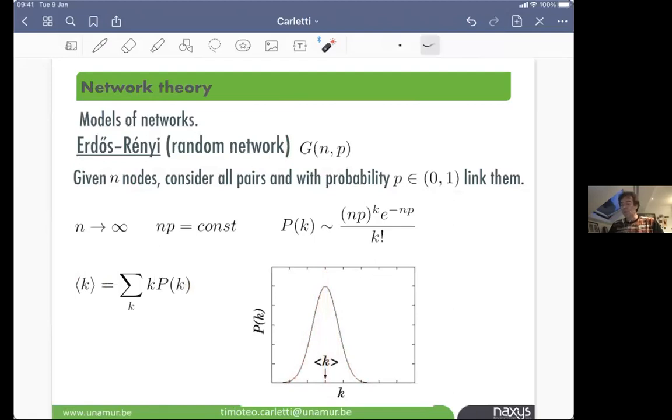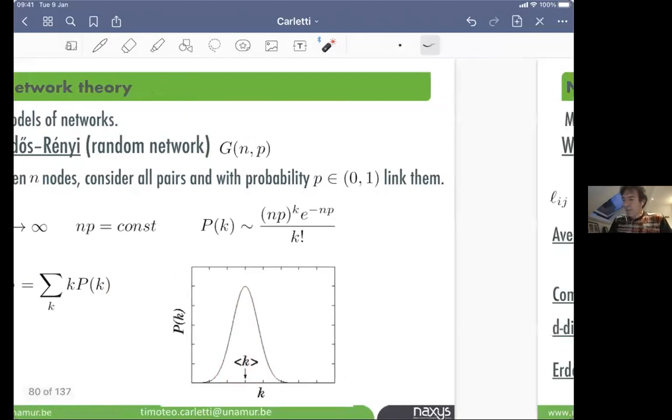It's like the height of a person. You have this distribution, with very few nodes that are very far down or very far up with respect to the average, but the bulk, so the large part of the network, the nodes, are in this part. So they have almost the same degree.